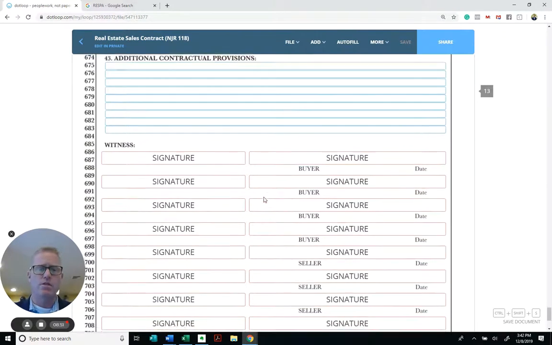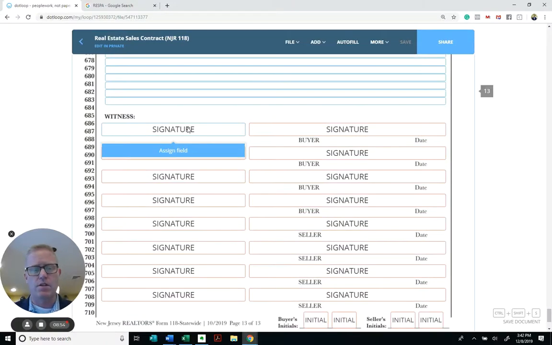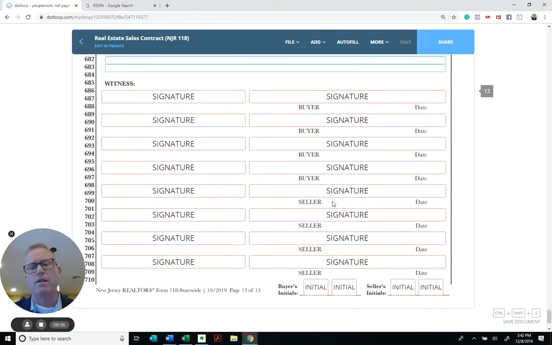And then lastly, you just have signatures and a witness. The real estate agent is typically the witness, and you will sign the document. Each and every page has initials on the bottom to validate that you have viewed and reviewed each and every page. And that is the New Jersey sales contract.